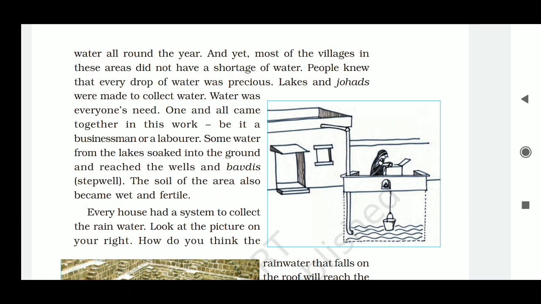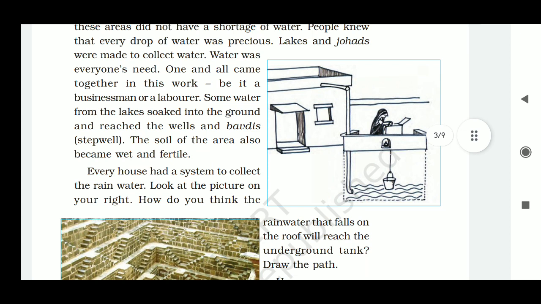So people living in Rajasthan know the value of water since rainfall is less there, and they have a system of collecting water. And it is also mentioned that every house has a system to collect rainwater. One picture is also given there. Look at the picture on your right.